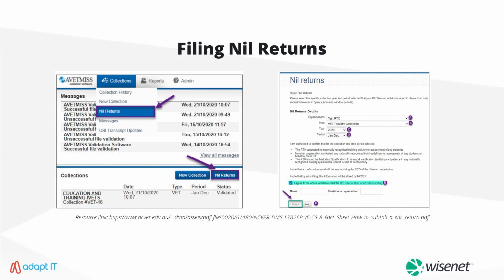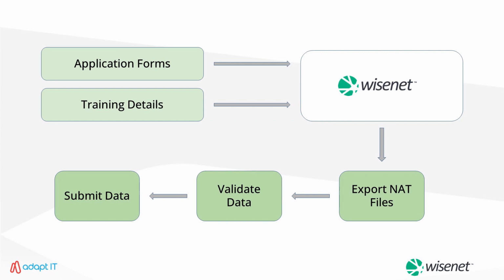Even if your RTO didn't conduct any training during the calendar year, you still need to submit a nil return in AVS when the reporting window opens. Your WiseNet LRM provides the platform for you to collect your student and training activity data and run exports to meet your government reporting requirements, including your end-of-year reporting.